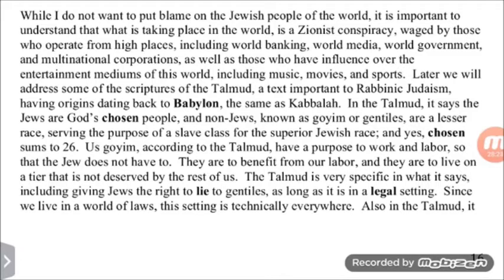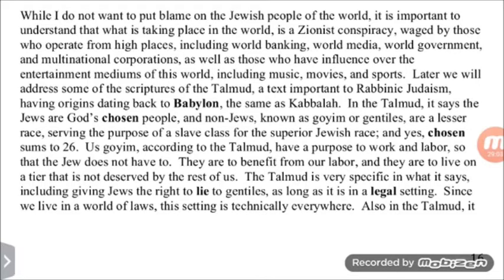Later, we will address some of the scriptures of the Talmud, a text important to Rabbinic Judaism, having origins dating back to Babylon, the same as Kabbalah. In the Talmud, it says the Jews are God's chosen people, and non-Jews, known as Goyim, or Gentiles, are a lesser race, serving the purpose of a slave class for the superior Jewish race. And yes, chosen sums to 26.